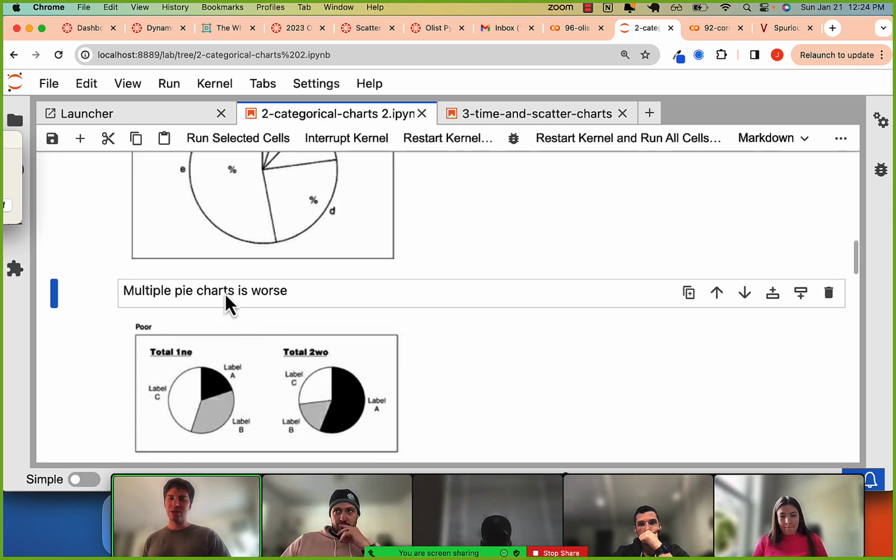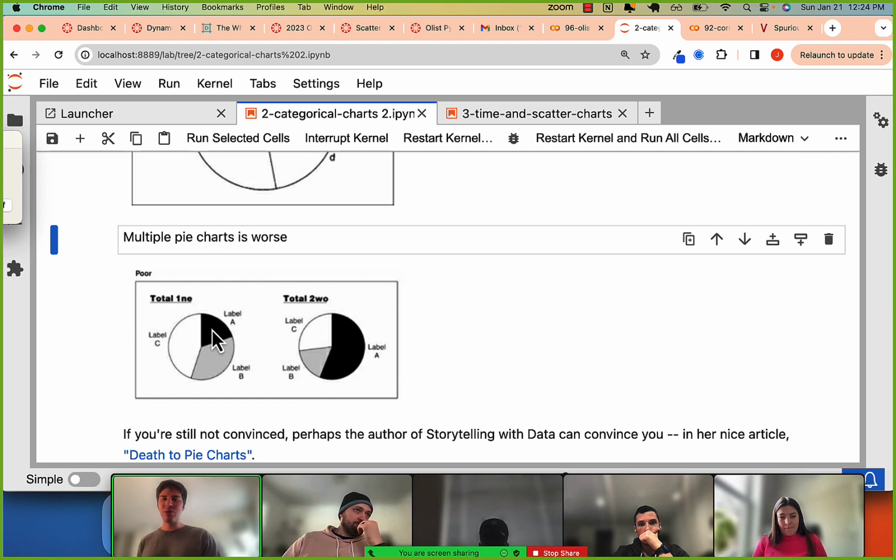Multiple pie charts is even worse. Why? Now you have to not only compare segments within the pie chart, but across pie charts, and ask what percentage is this versus this. The whole point of a data visualization is that it makes the case for a certain action, right?